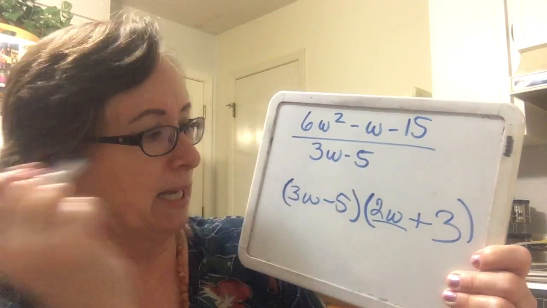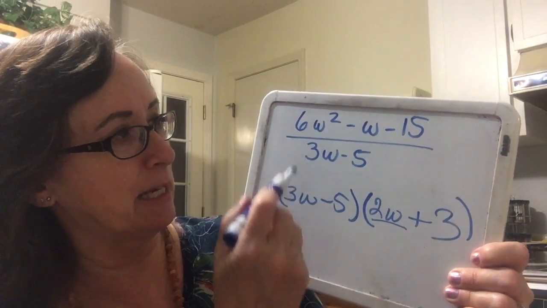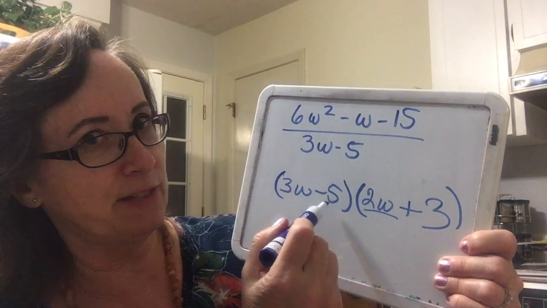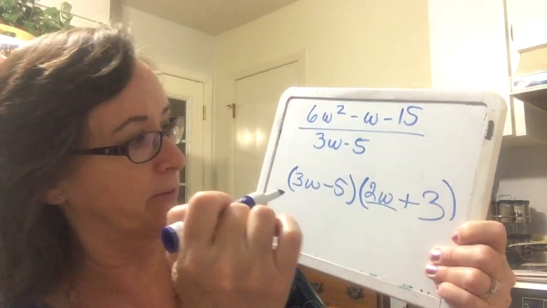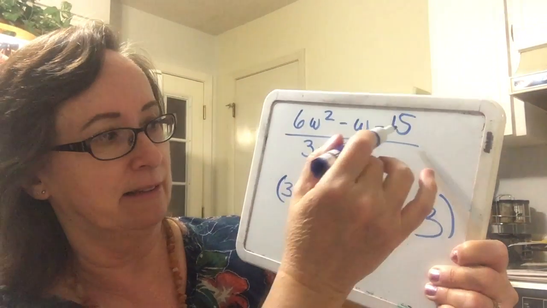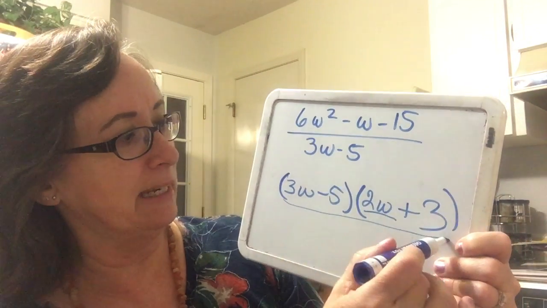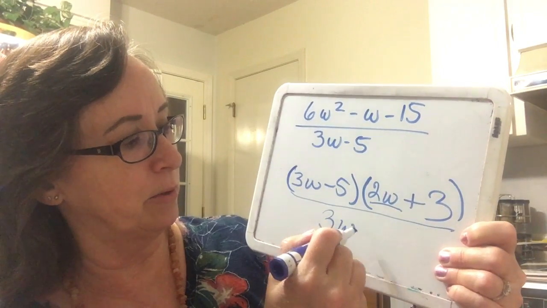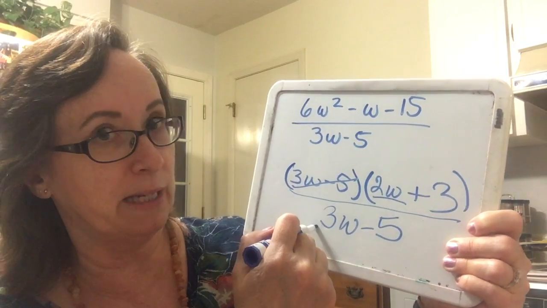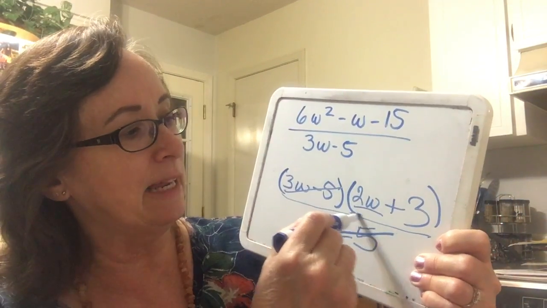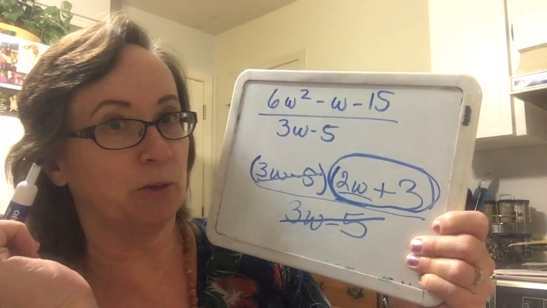Let's just check it. Let's FOIL it. So when we FOIL it, we get a 6w squared, a negative 10w, and a positive 9w gives me a negative w, and then a negative 15 right there. So when I divide, I get 3w take away 5, and the 3w take away 5 and the 3w take away 5 will cancel, leaving me with a 2w plus 3.